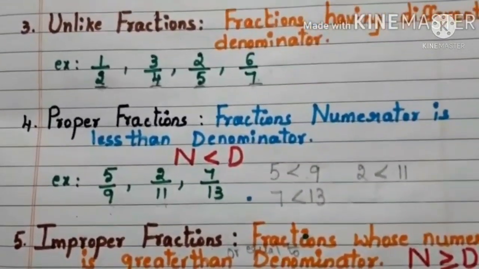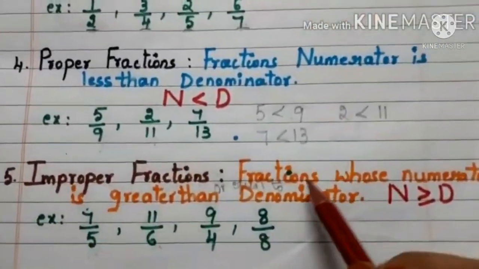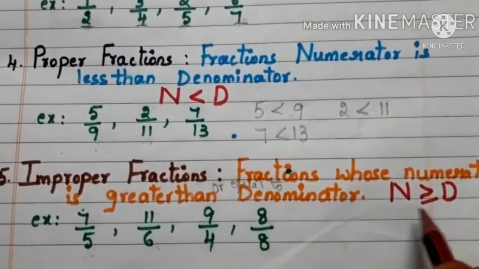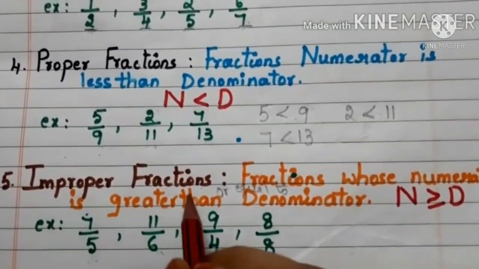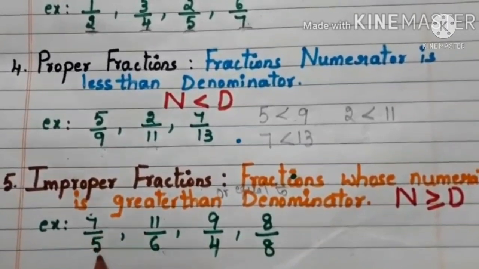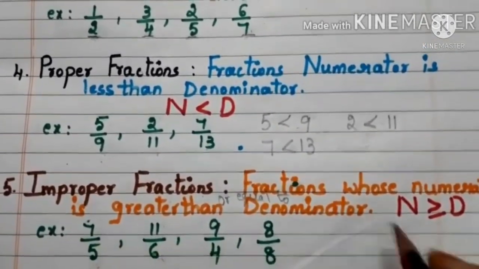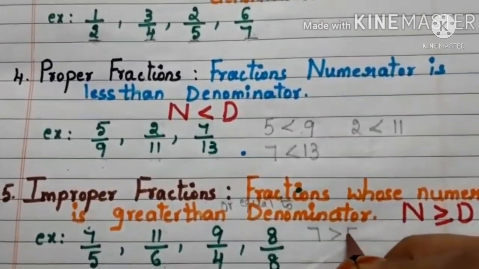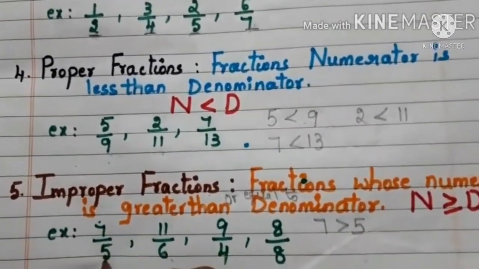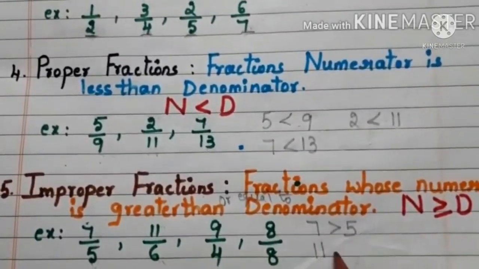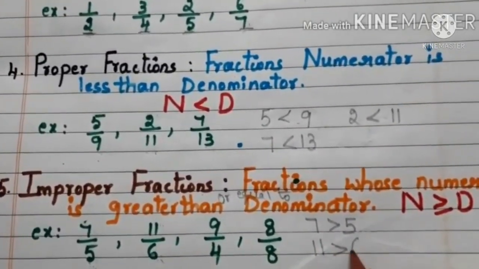Okay, let us go to improper fractions. Fractions whose numerator is greater than or equal to denominator are called improper fractions. See, here we have some examples. 7 by 5. In 7 by 5, the numerator 7 is greater than denominator 5. So 7 by 5 is an improper fraction. 11 by 6. The numerator 11 is greater than denominator 6.